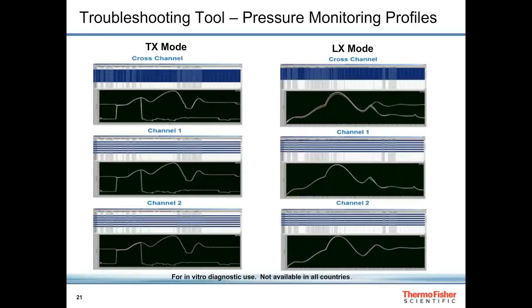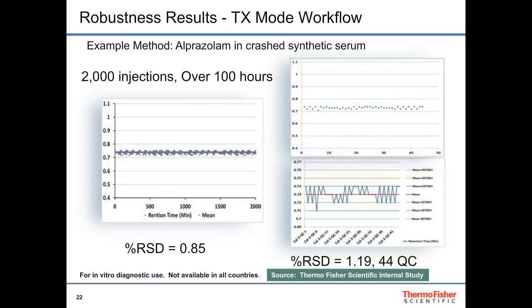One of the best features of our software is that it records pressure traces for each injection. This helps us troubleshoot any problems with the pumps, columns, or plumbing. The TX mode pressure traces show both loading and eluting profiles for each channel. The pressure traces from both channels are overlaid at the top. Notice that both channels are virtually identical. The LX mode pressure traces are very similar for both channels.